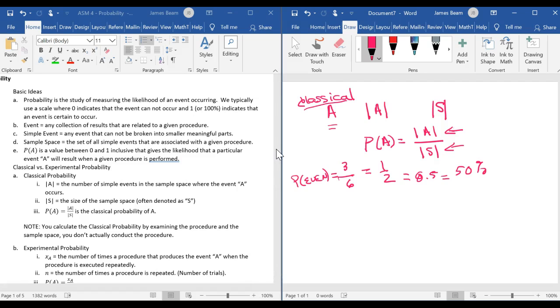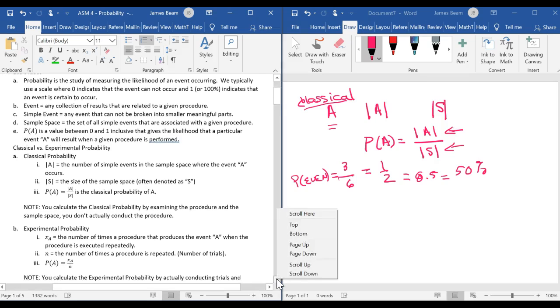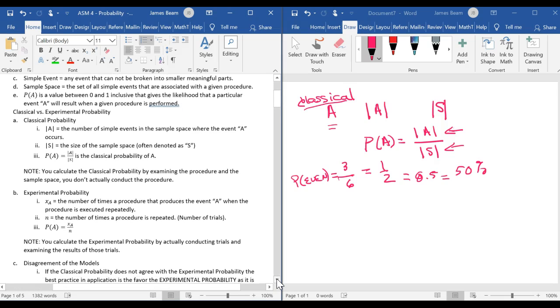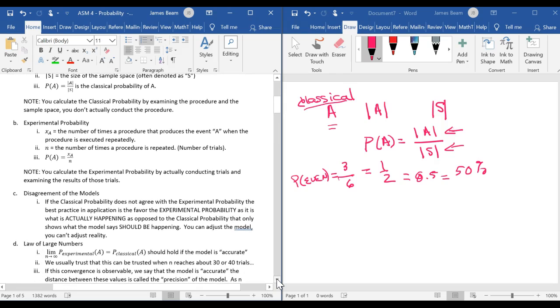So the other way of viewing probability is experimental. And here you actually conduct an experiment. You actually do the procedure over and over and over again. So in experimental probability, you do the procedure n times. We call that the number of trials. And then we see how many times A happens. So the probability of A is going to be the number of trials where A occurs over the number of trials.